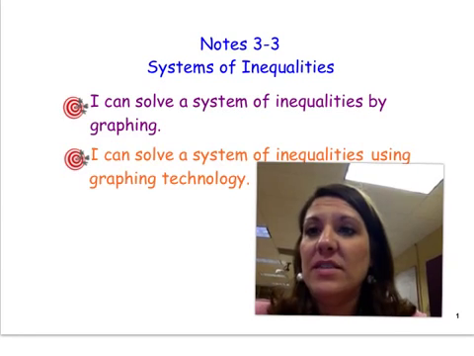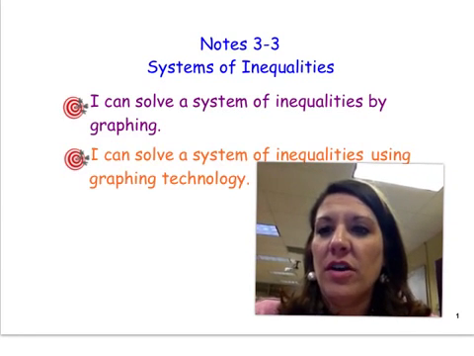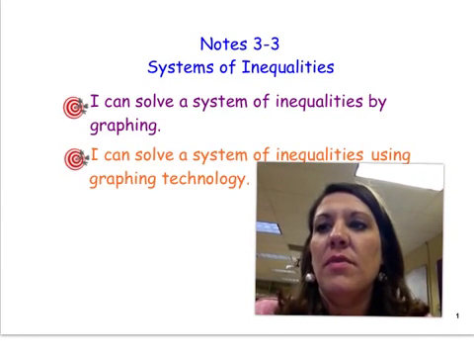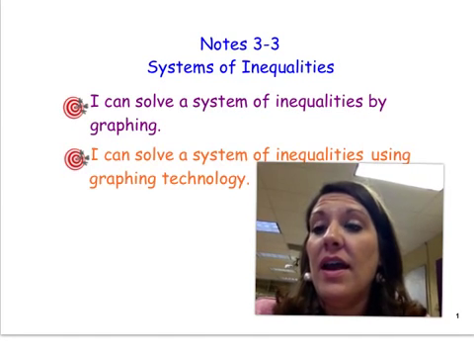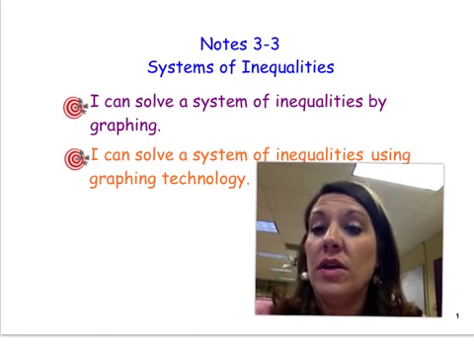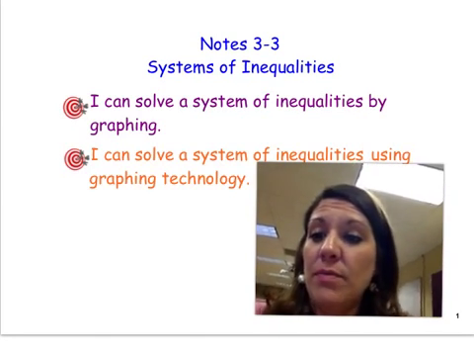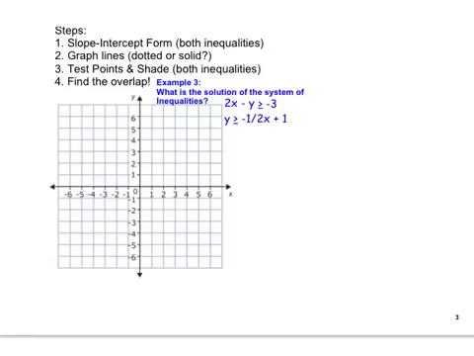These notes are about systems of inequalities, and our learning targets are: I can solve a system of inequalities by graphing, and I can solve a system of inequalities using graphing technology. Let's go. Just a reminder that a system is a set of equations or inequalities that we graph in the same coordinate plane. When we're graphing a system, we're interested in finding the solution, and the solution is the intersection of the graphs.